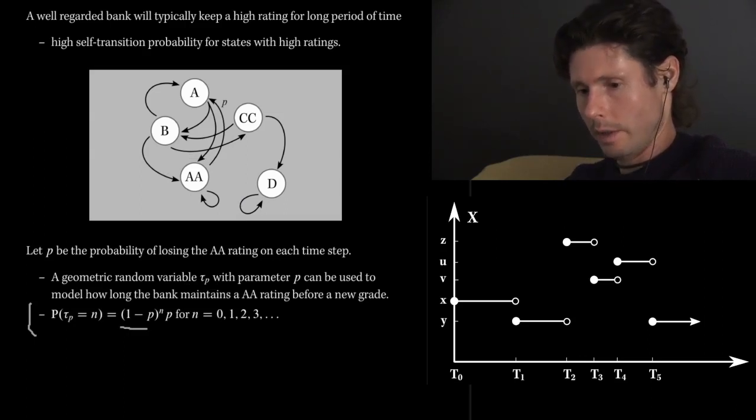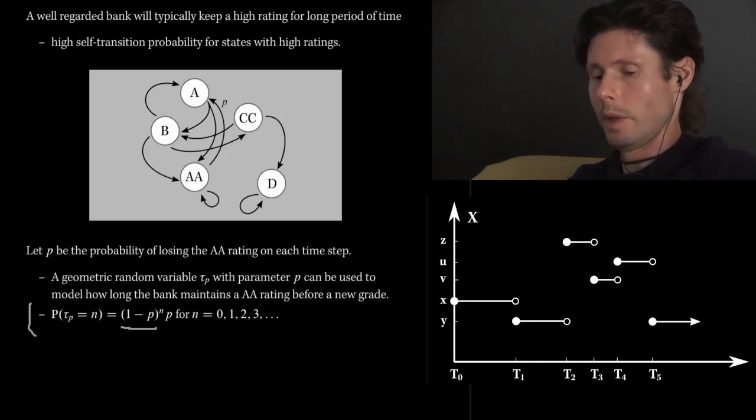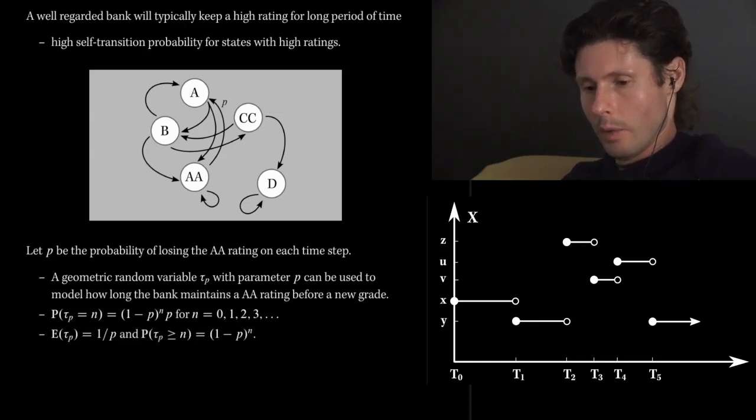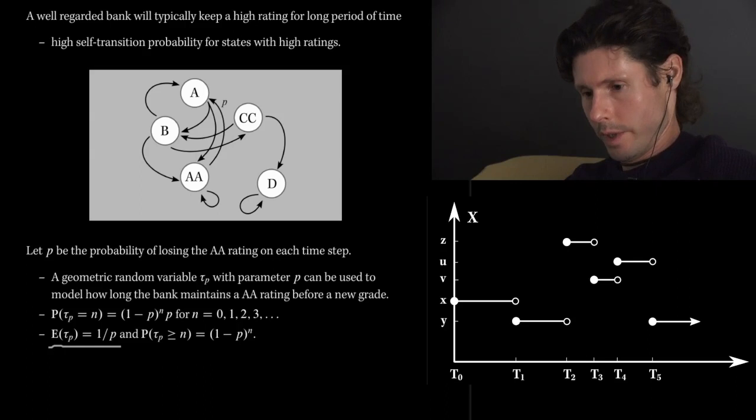It's like n successes or failures. I guess in this case, it's a little more like success to maintain the AA rating, and then a failure. So you lose it on this last step here. We know that the expected time to maintain this AA rating will be 1 over P. So when P is small, we're going to maintain that rating on average for a long time. This was the tail of the distribution.